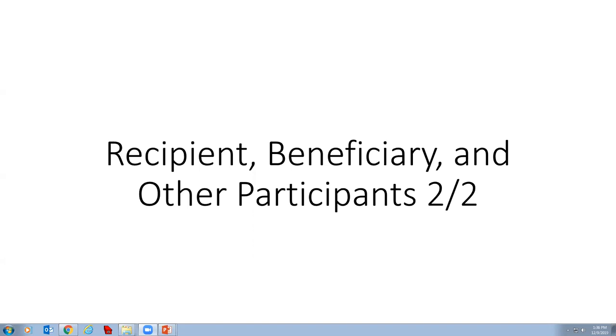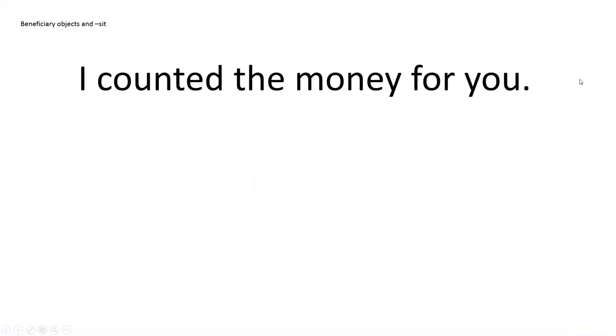Consider this English sentence, I counted the money for you. What are the agent and the patient in the sentence? In I counted the money for you, the subject, I, is the agent, the one doing the action. The patient is the money, the one undergoing the action. And the third participant, you, is the one benefiting from the action. We call this participant the beneficiary.